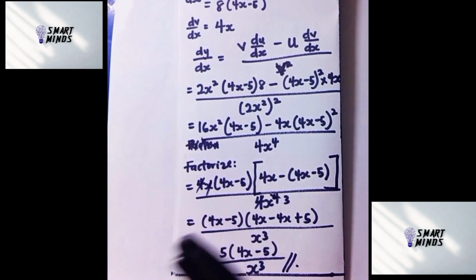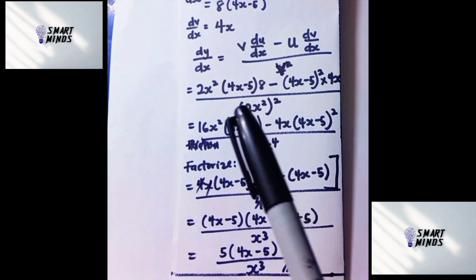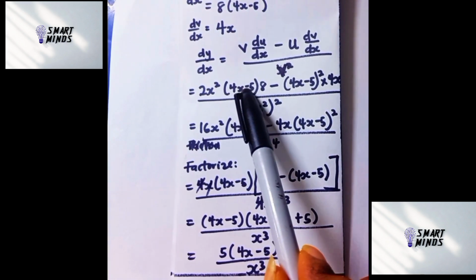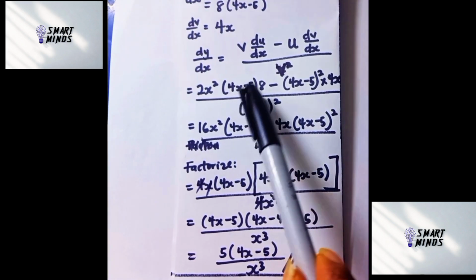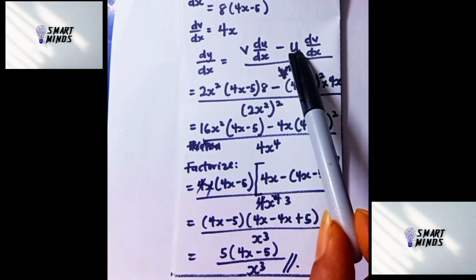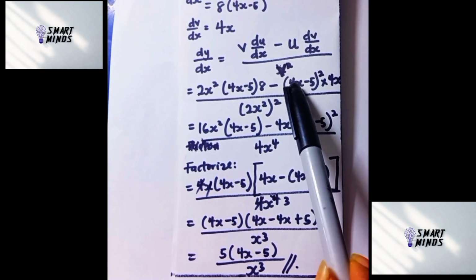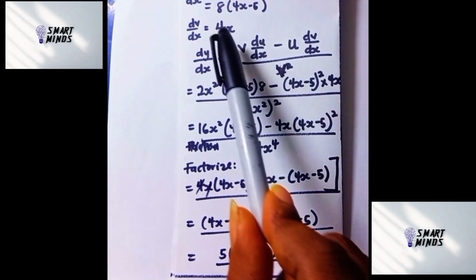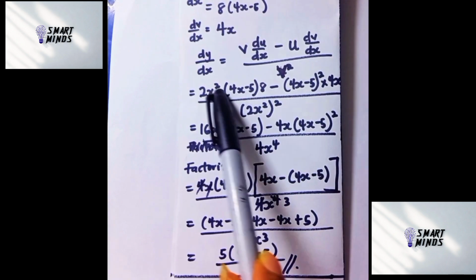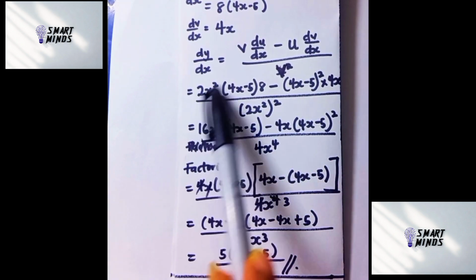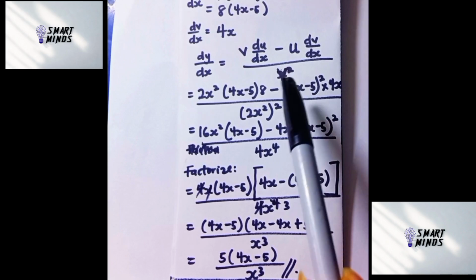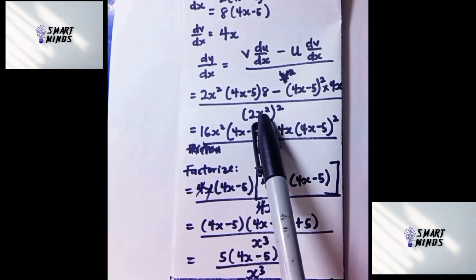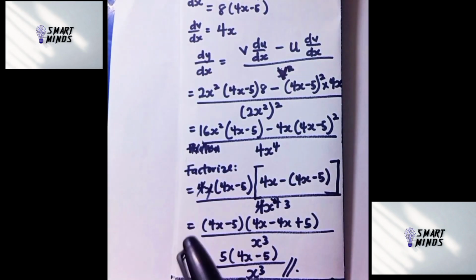Alright, so the first thing we want to substitute in this formula is v, and v is given to be what? 2x. Then followed by du/dx, which is given already to be 8 bracket 4x minus 5. Then the next thing we want to substitute is the parameter u, and u is given to be what? 4x minus 5 bracket squared. And lastly, we have dv/dx, which we have obtained to be what? 4x. So let's simplify. But remember, we have a value on the denominator, v squared. So v squared, what do we have for v? v is 2x raised to power 2. So you square it, and that's this here. Alright, so let's do that one after the other.